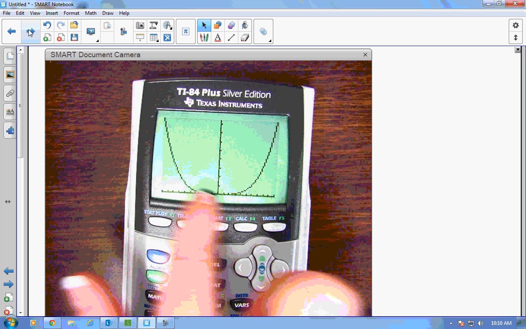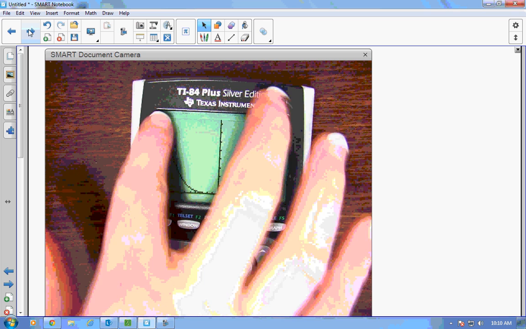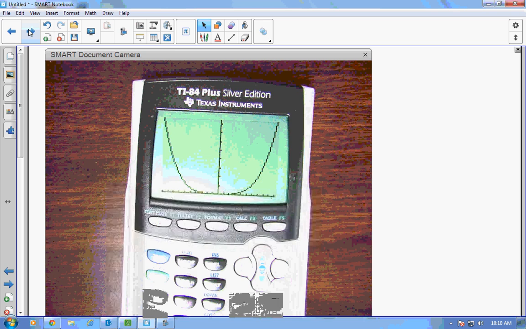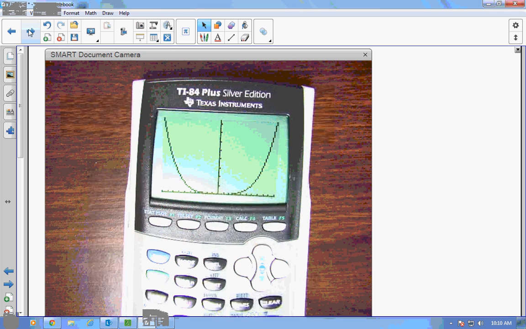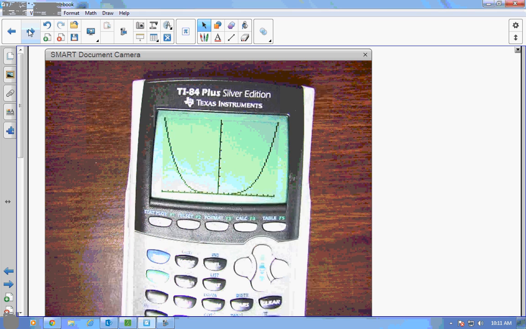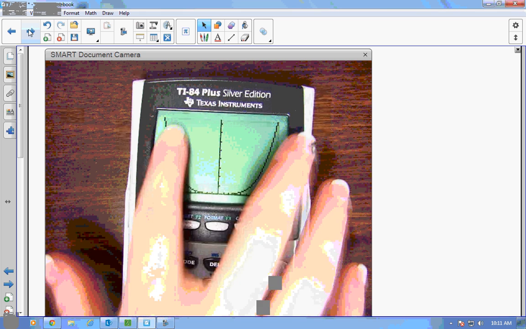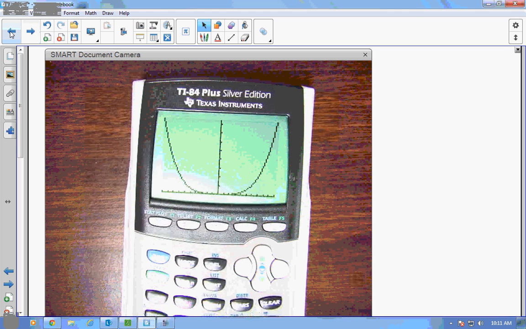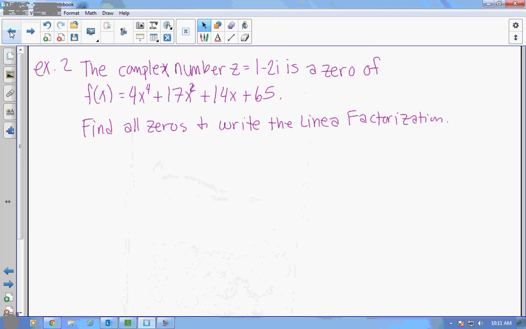Interesting. It looks like it just skims the bottom. It probably touches. We'll have to verify. Can you tell exactly where that would be touching? Well, maybe, yeah, it looks like there's an axis of symmetry, because anything to an even power will look similar to a parabola. So maybe 0, we're not sure. We'd have to verify that. But we do know one for sure. We do know this complex number is a 0.